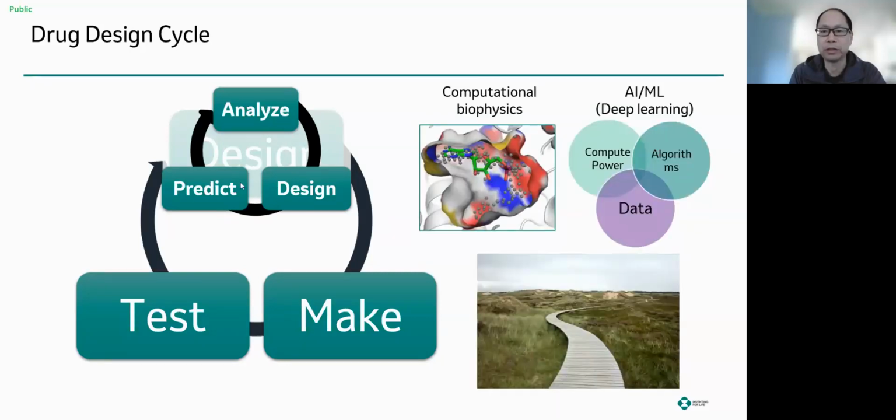And so to do this design, we can use computational biophysics, for instance, structure-based design, lots of the methods that you saw earlier, as well as AI/ML deep learning. And so for deep learning, it's a combination of compute power, algorithms, and data. And certainly at Merck, we have a lot of high quality, very consistent data that we can leverage to do that. And the hope here is that instead of going through this whole grassy field, you can find your way through in a little bit more direct way.